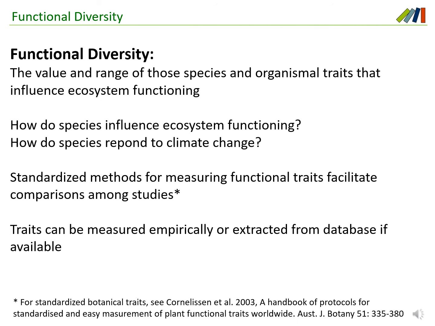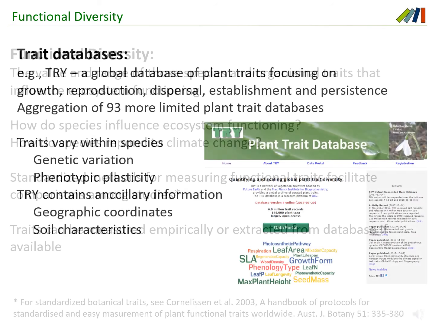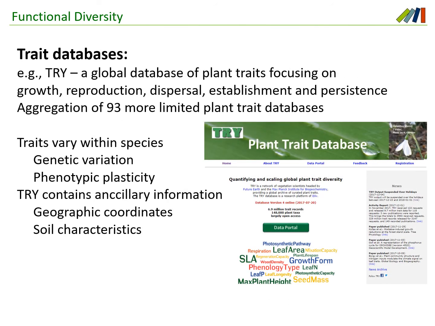Functional trait studies have become particularly important in the world of botany. Plants vary in all kinds of comparable ways, from the way their leaves function to deal with sunlight and water, their relationship with various nutrients, and their persistence in the environment, from short-lived herbs to long-lived woody trees. All of these factors can have consequences for things like erosion, nutrient cycling, and temperature. Traits can be measured empirically or extracted from trait databases. One example is the TRY database, a global database of plant traits focusing on growth, reproduction, dispersal, establishment, and persistence, aggregated from various smaller plant trait databases.